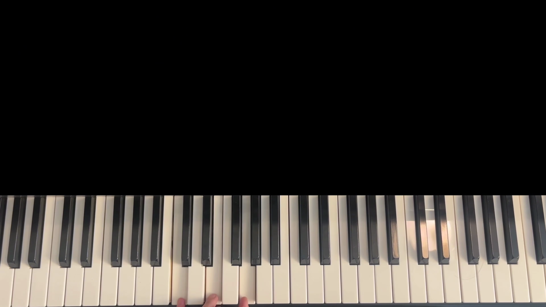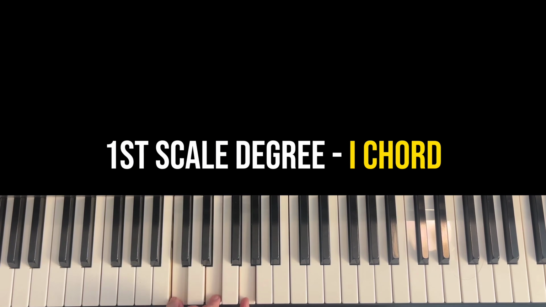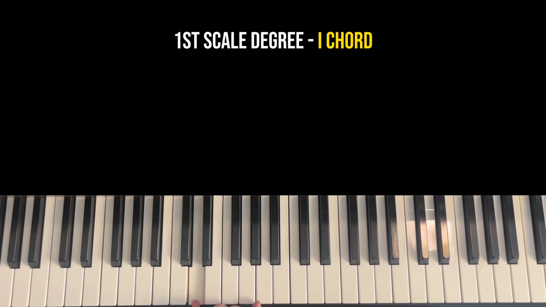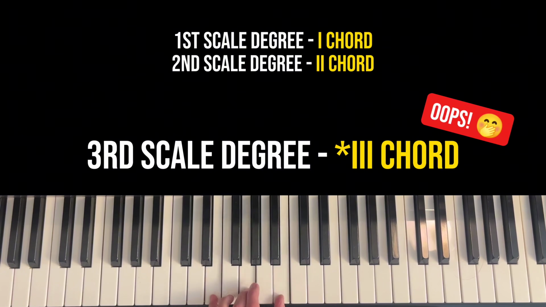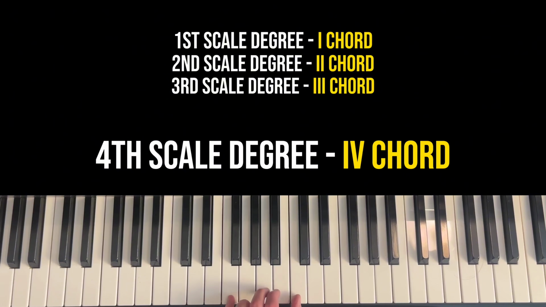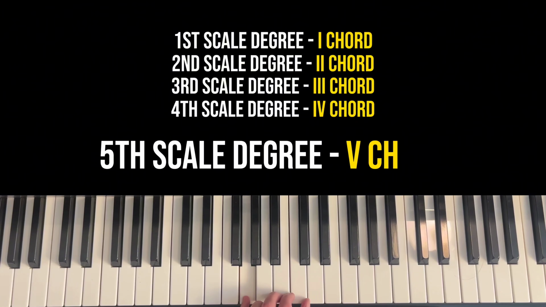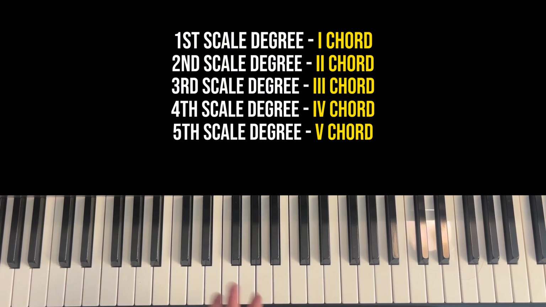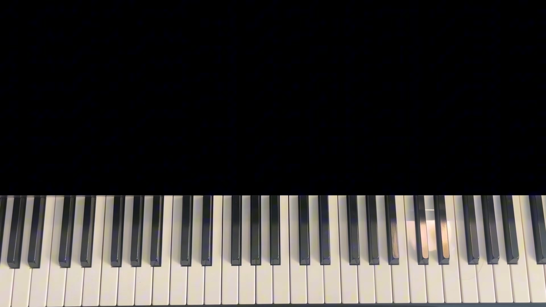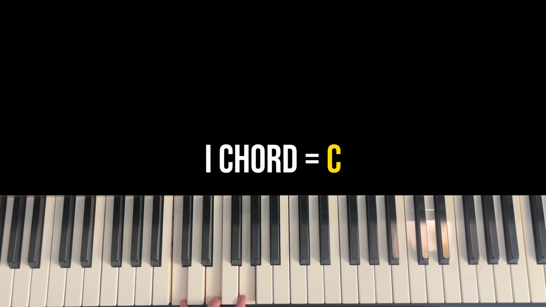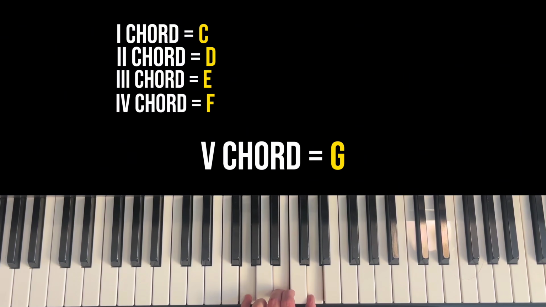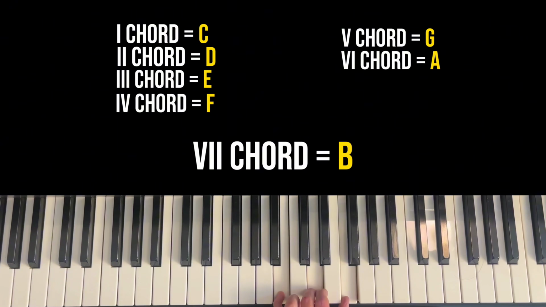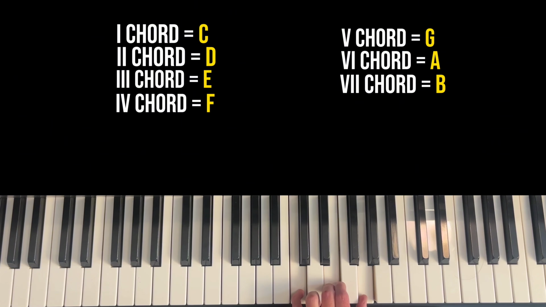So if I build a chord on the first scale degree, it's my 1 chord. If I build a chord on my 2nd scale degree, it's a 2 chord. A chord on the 3rd scale degree is a 3 chord. On the 4th scale degree is the 4 chord. On the 5th scale degree is the 5 chord, and so on and so forth. So in the case of C major, our first chord, or the 1 chord, is C. The 2 chord is D, the 3 chord is E, the 4 chord is F, the 5 chord is G, the 6 chord is A, the 7 chord is B, and back to the first chord, which is C.